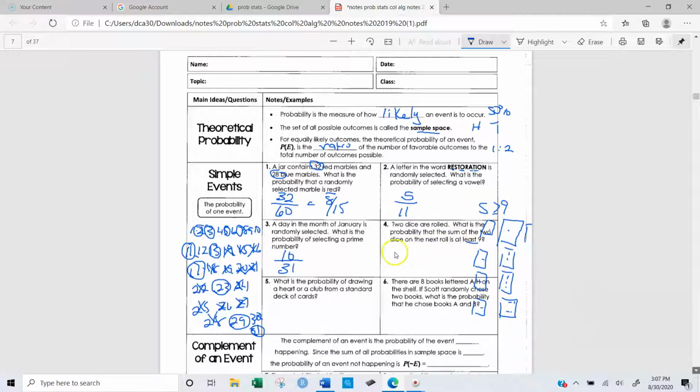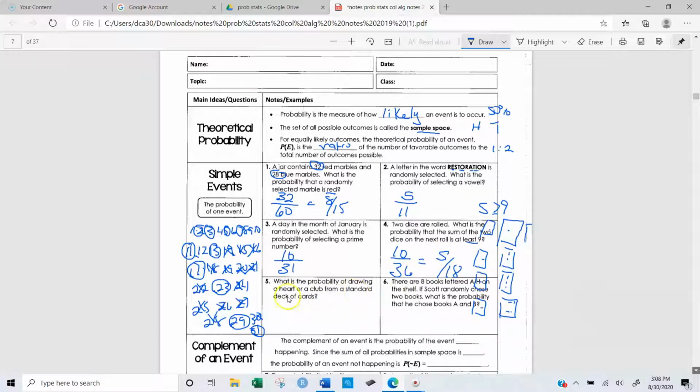So when I look at my dice, I just count them up. So I know I have 36 different rolls I can roll. The first one that I have that equals 9 is 3 and 6. So we go to 3 and 6, we count the rest of them, and you should have come up with 10 out of 36 that are at least 9. Out of those 10, we reduce that to 5/18.